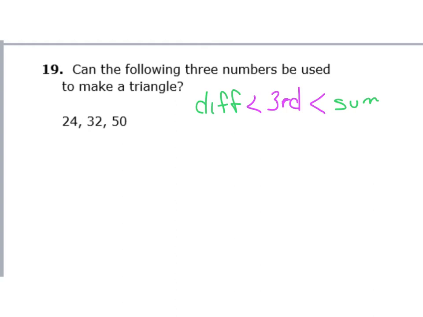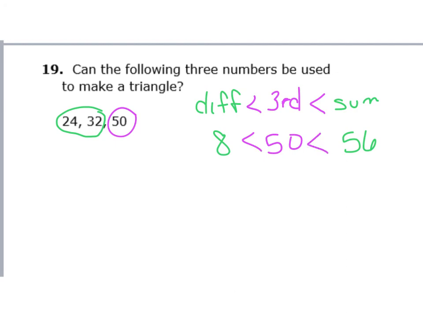Okay, so to find my difference, I'm just going to pick two of my sides. I normally just go with the first two, but you pick whichever two you like. The difference of 24 and 32 is 8. When I add them together, the sum of 24 and 32 is 56. And so what I need to decide is, is the third side in between 8 and 56? And yes, it is. So yes, I can make a triangle with those three sides.